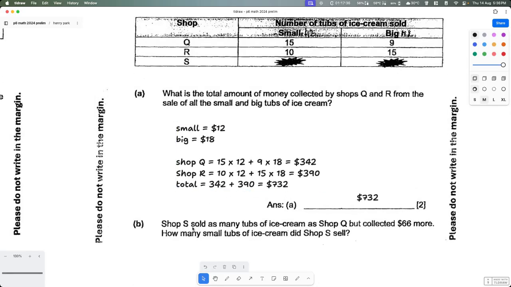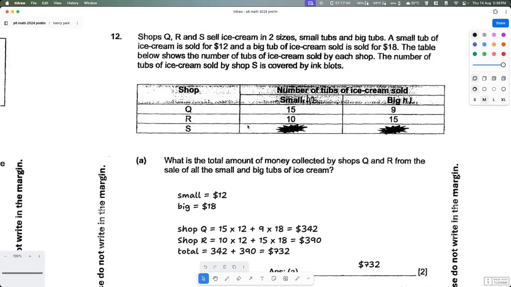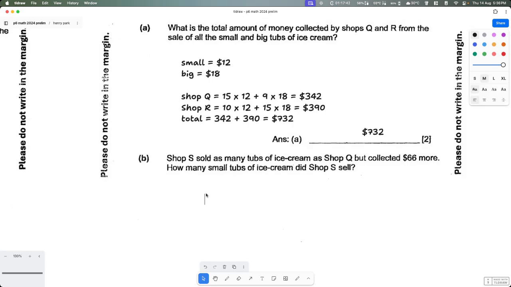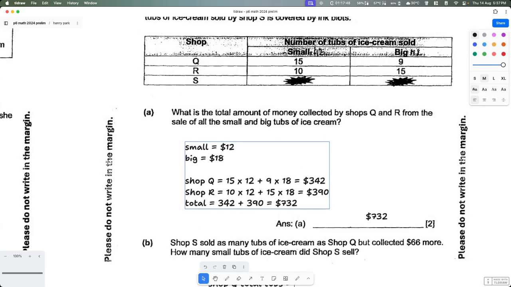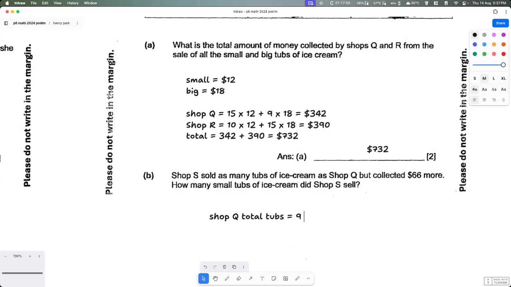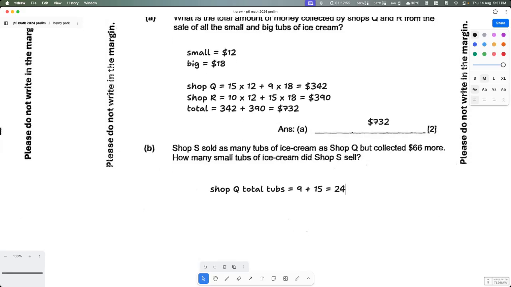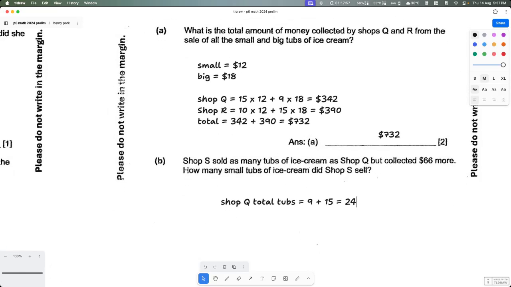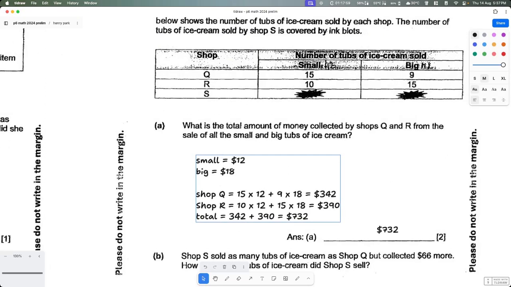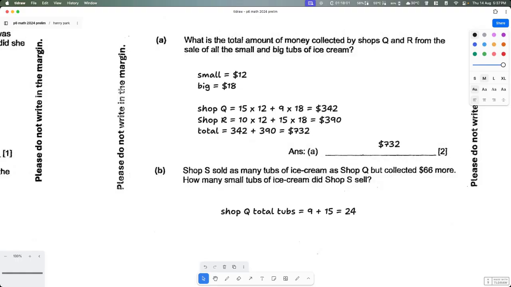Okay, so Shop S sold as many tubs as Shop Q. So Shop Q over here. So Shop Q total tubs is equal to 9 plus 15, which is equal to 24. That shows Shop S also got 24, but Shop Q collected $66 more.